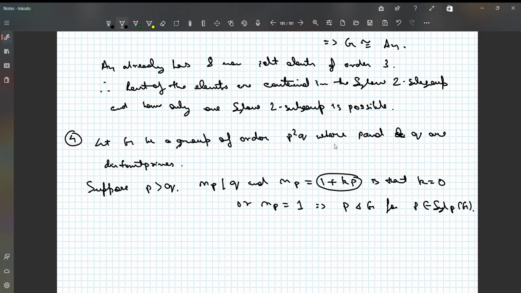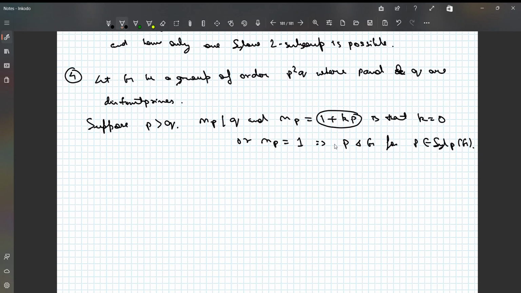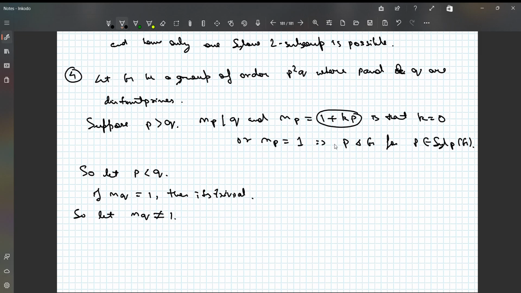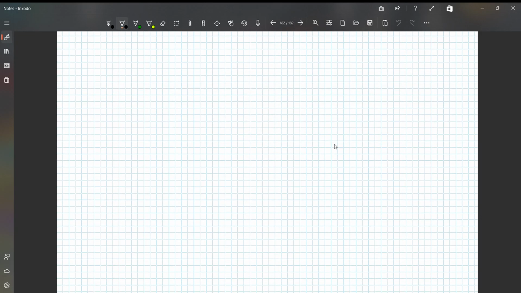So the case p greater than q is trivial, right? Because if the prime p is greater than q, then surely the Sylow p subgroup will be normal in G. So let p be less than q. If n_q equals 1, then it's trivial again, because then the Sylow q subgroup is normal in G. So obviously, let n_q be not equal to 1. Okay, so let's go to the next page.